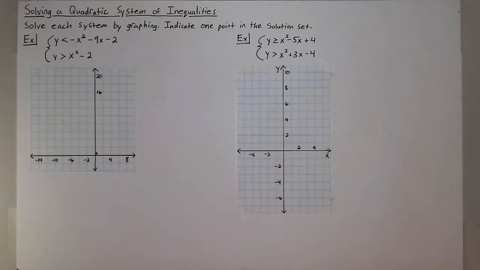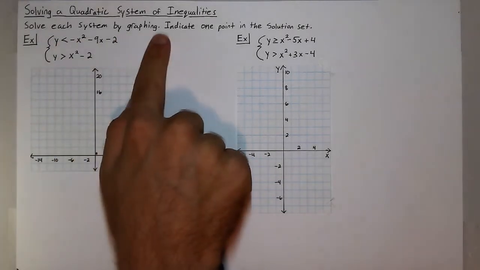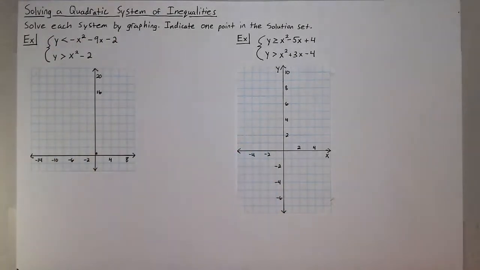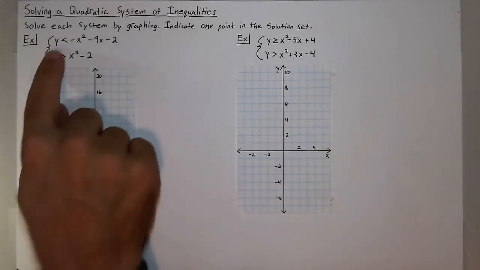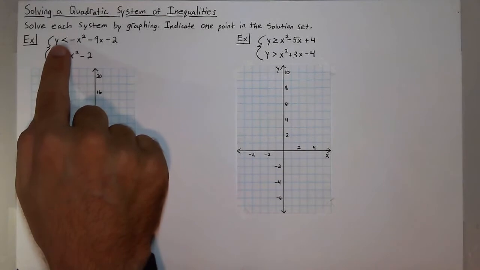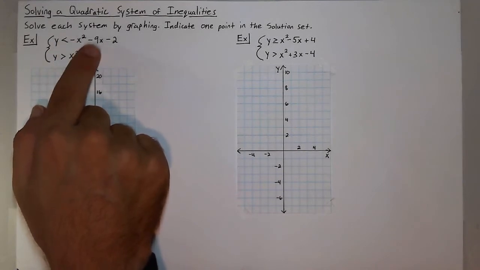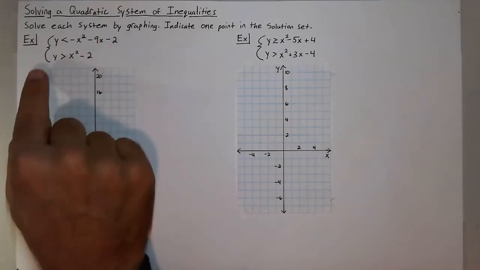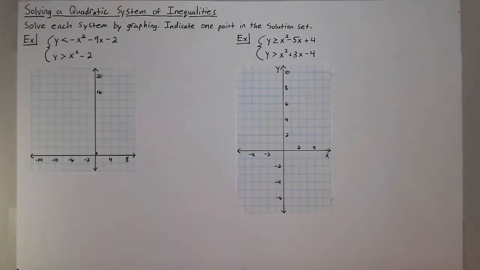In this video, we are going to learn how to solve a quadratic system of inequalities. So we're going to solve each system by graphing and then indicate 1 point in the solution set once we've done so. So we'll start on the example on the left. Y is less than negative x squared minus 9x minus 2, and y is greater than x squared minus 2.